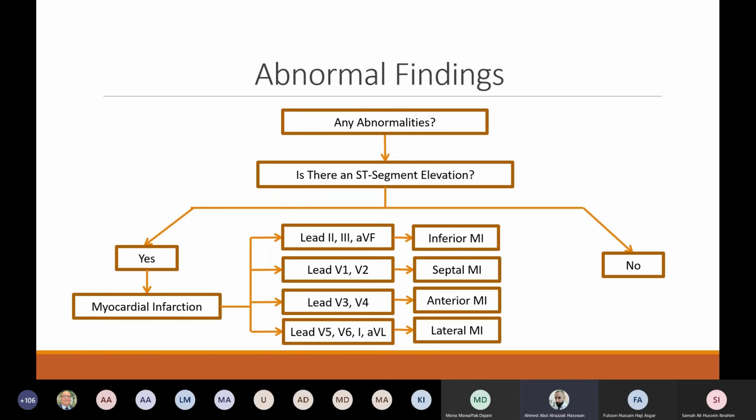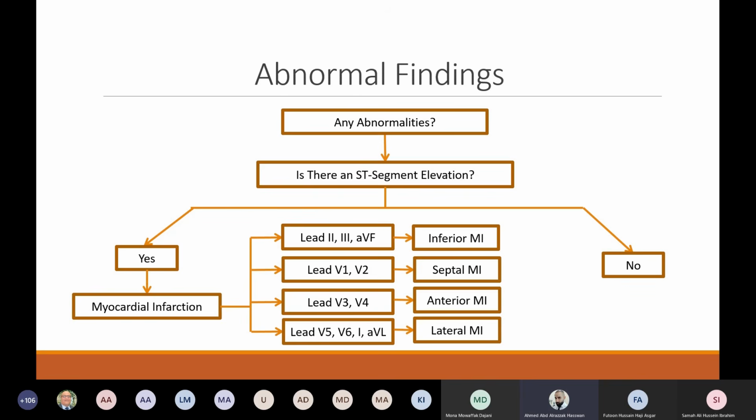Okay, so let's go quickly to abnormalities. Now, abnormalities, I will focus now on the ST segment elevation. Then, inshallah, when we discuss the cases, we will discuss abnormalities further.